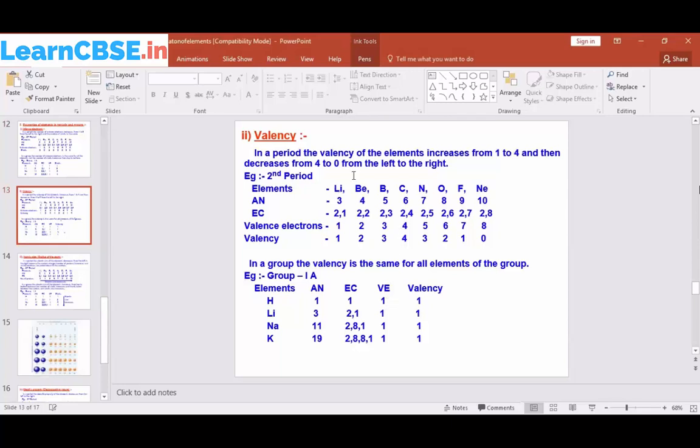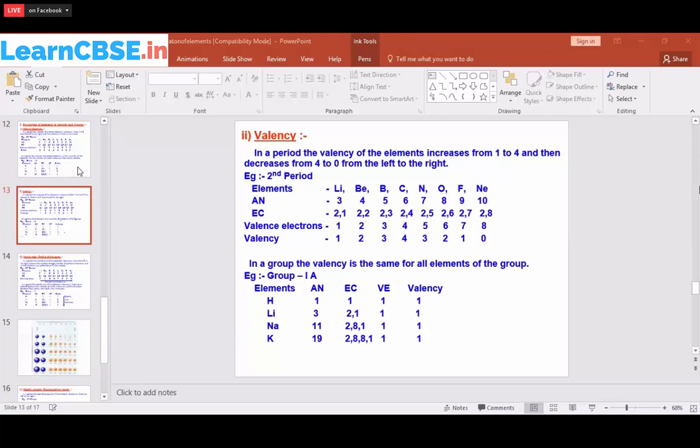Okay. Valency is how many electrons present in the valence shell an atom can gain or lose. That we call valency. In a period, the valency of the elements increases from 1 to 4 and then decreases from 4 to 0 from left to right. A period means we are moving from left to right in the periodic table.